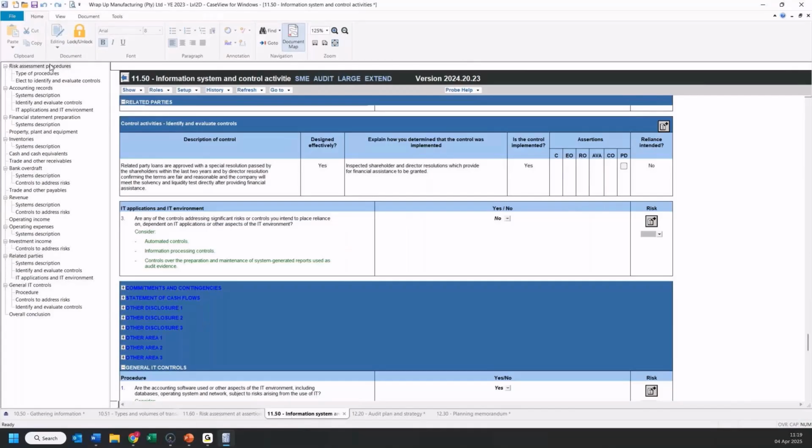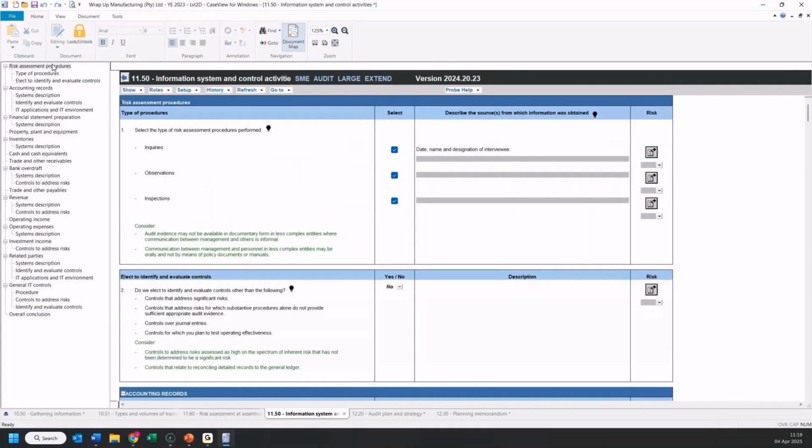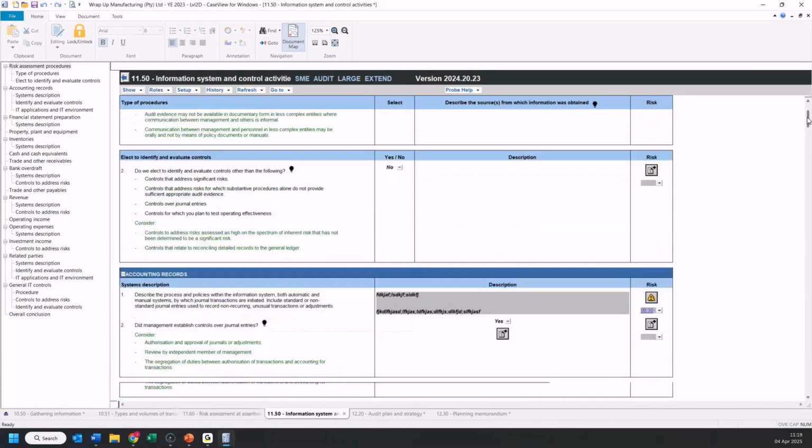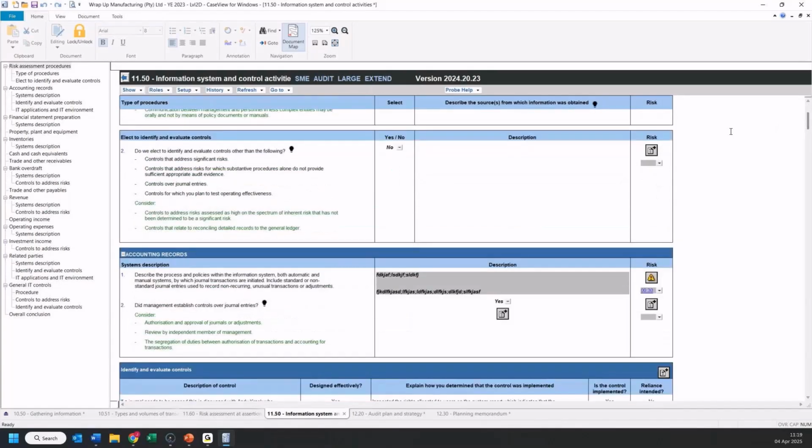So let's just again consider the top here. We considered and we said the types of risk assessment procedures. That is what we would have documented. The second question is, I almost want to say my sanity check, where I ask: do we elect to do anything more than just the bare minimum?